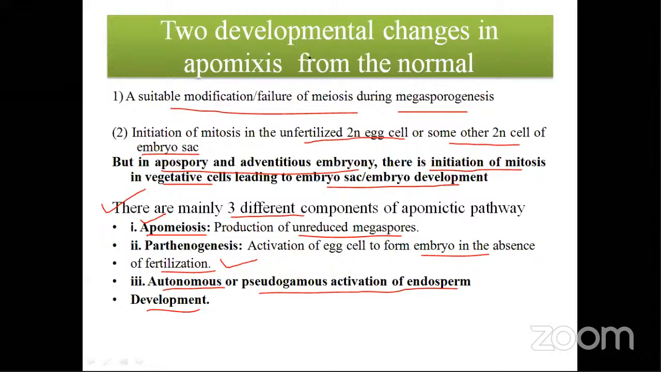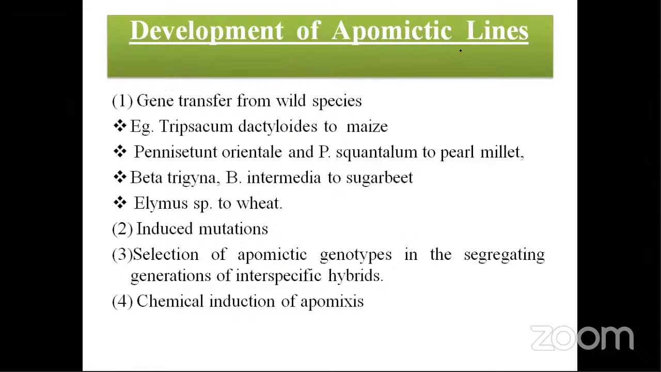So for the process of development of apomictic lines, there are not three, there are four basic approaches. You can find the first three in several books. The chemical one I just found in one paper, but I'm not sure about its accuracy. I just found it, so that's why I put it here. I'll do a little bit of research regarding chemical induction of apomixis, which particular chemical is involved. I'll tell you, okay? But I found this from one journal. So we'll talk about this. So let's talk about the other processes. First one is gene transfer from wild species.